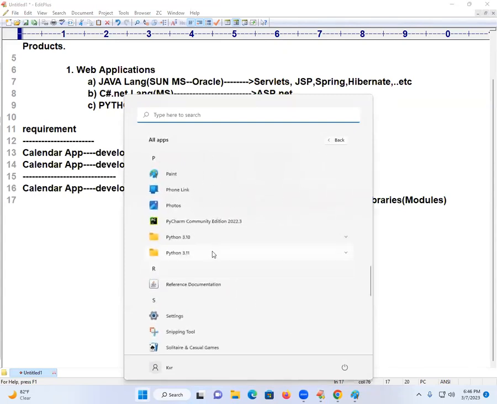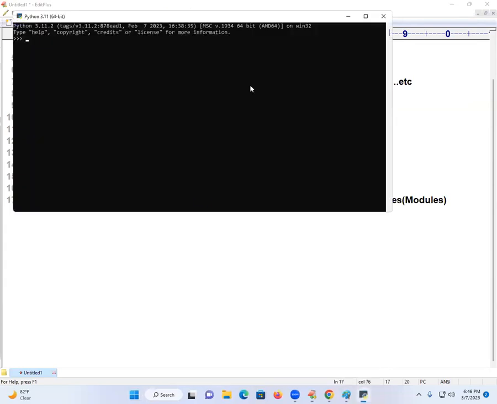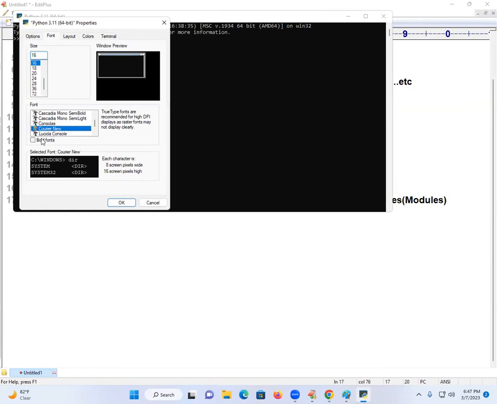I will show the Python software tomorrow: how to download and how to install it, from the 0 level. I will explain the version content from tomorrow. Today I'm showing the overall view of why Python. This is Python 3.11. I'm going to the Python environment now.